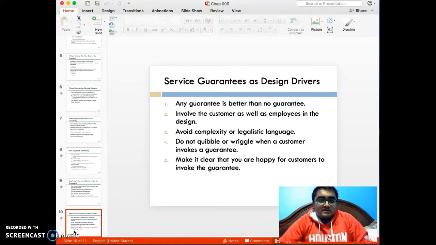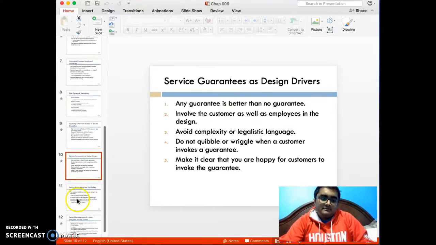And then there are service guarantees as design drivers. It's basically better to guarantee something than to have none. At least say you're going to have it on time, even if it's not a working product involved. You don't want to make the customer bored. If you use legal terms, the customer's not going to understand what you want, and it's not going to be clear. And if the customer's clear on the product, he's going to be happy and more likely to buy it.